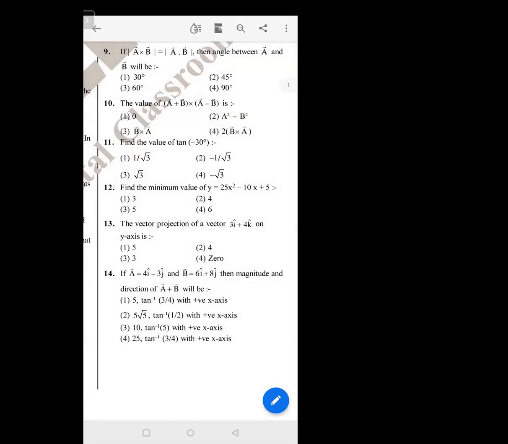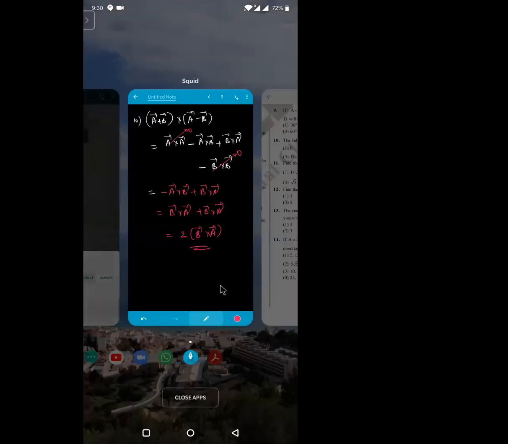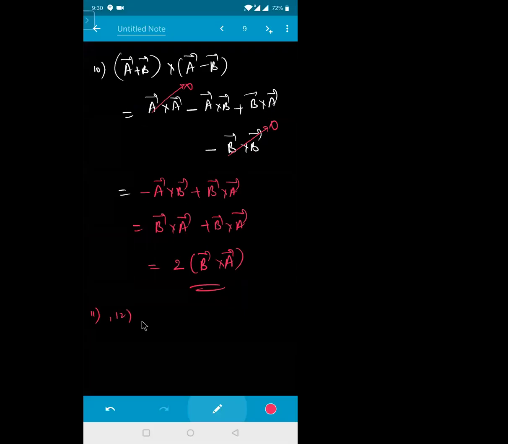Question number 14. If A bar is equal to 4i cap minus 3j cap and B bar is equal to 6i cap plus 8j cap, then the magnitude and the direction of A bar plus B bar will be equal to how much? Now what you do is, we know A and B, you just simplify the values. 11th and 12th are not required, the 13th one I already did, and the answer is 0.